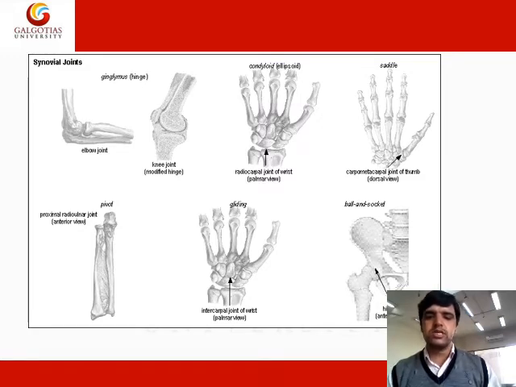The joints within the carpals, that is the intercarpal joints of the wrist, are gliding joints, in which two flat surfaces articulate together so that complex movement is possible.